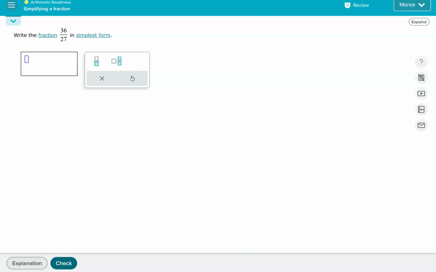prime numbers. So we want to look at the numbers 2, and then 3, and then 5, and then 7, okay? And we keep looking at prime numbers to see if they go into both of our numbers. So if we look at 2, the only numbers that 2 can go into are even numbers. So 2 can go into 36, but cannot go into 27. So we're not going to divide them both by 2.